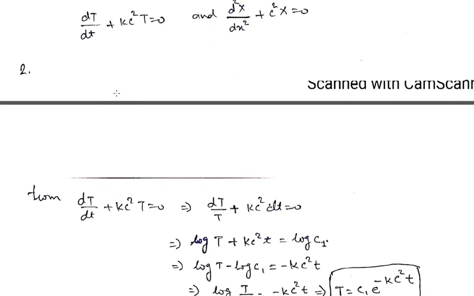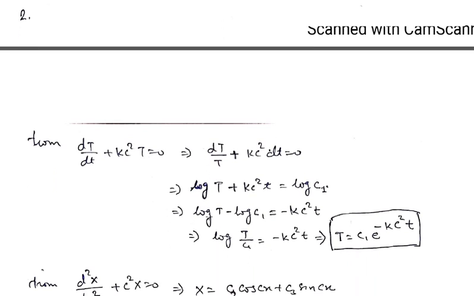So first we solve dT/dt plus k c square T equals 0. When we integrate it, we get log T plus k c square t equals log c1. c1 is an arbitrary constant, so log c1 is some arbitrary constant. Shifting log c1 into the left hand part and k c square t into the right hand part, it gives us log T minus log c1 equals minus k c square t. When we simplify it, we get T equals c1 exponential minus k c square t. Here c1 is an arbitrary constant.